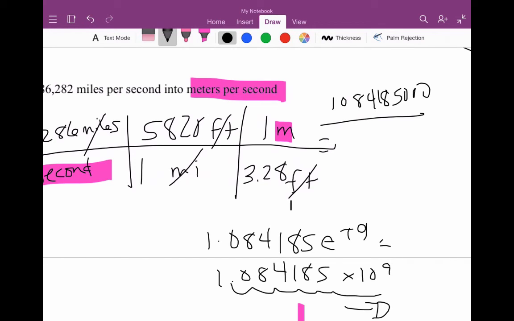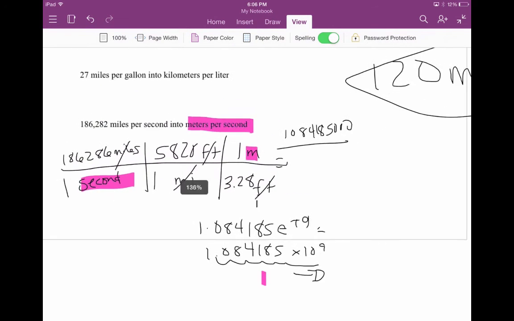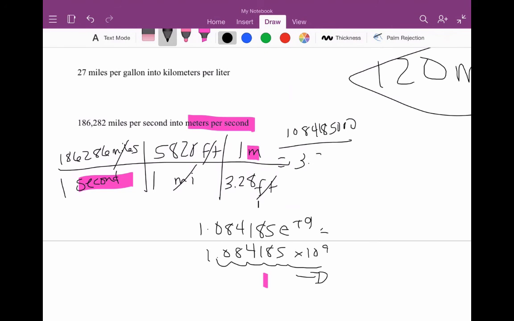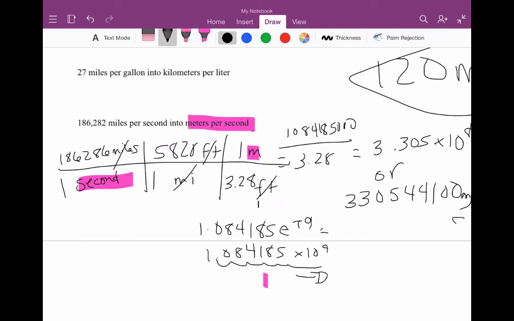Yep, divided by what we have on the bottom, which is 3.28, divided by 3.28, which will give us our final answer of 3.305 times 10 to the 8th, or 330,544,100 meters per second. Final answer. Excellent.